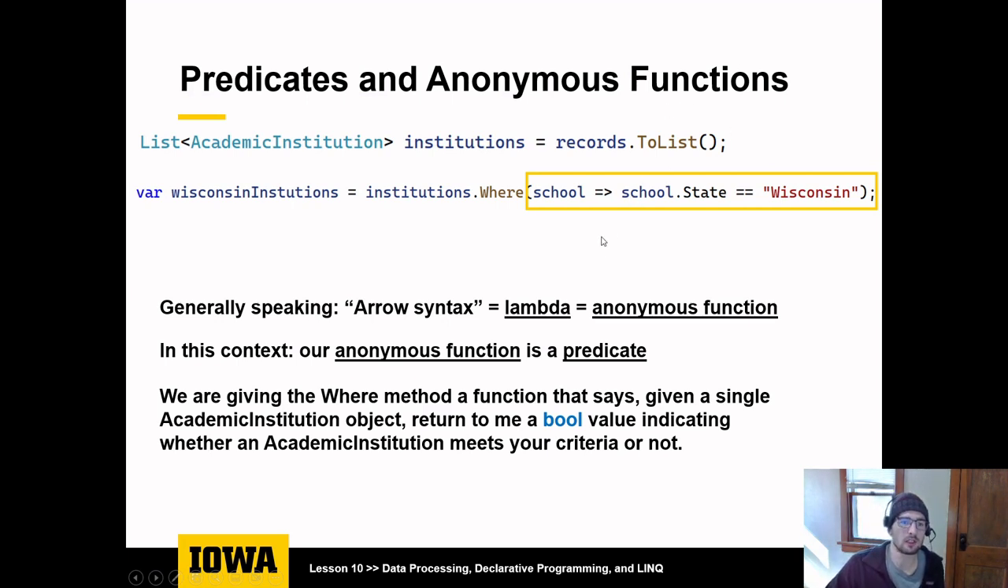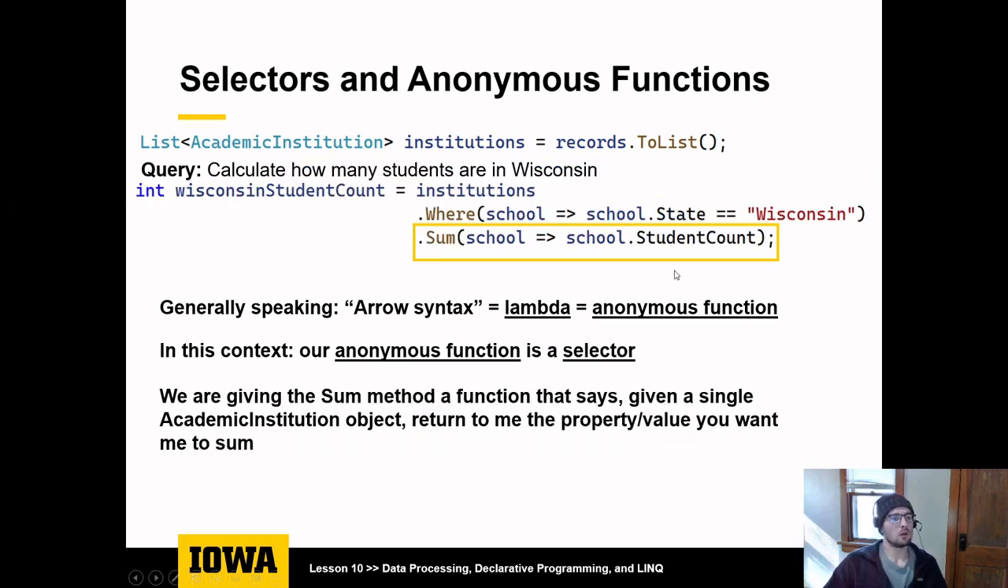More generally, anonymous functions can show up everywhere, but in this context, this anonymous function is called a predicate. You don't have to remember that, but there's a specific name for anonymous functions that take in an object and return a true or false Boolean value, and that's a predicate.